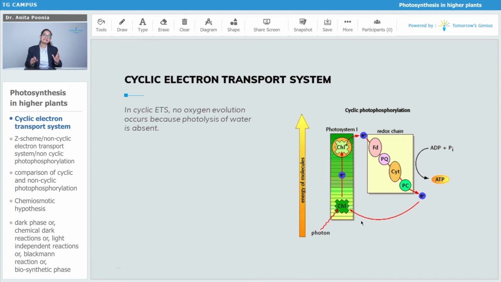In cyclic ETS, no oxygen evolution occurs because photolysis of water is absent. And who is the source of oxygen? That is photolysis of water.